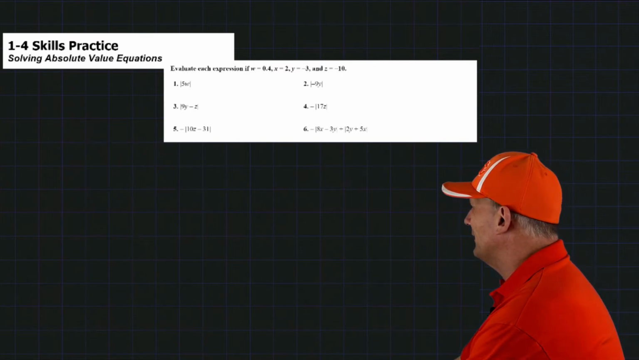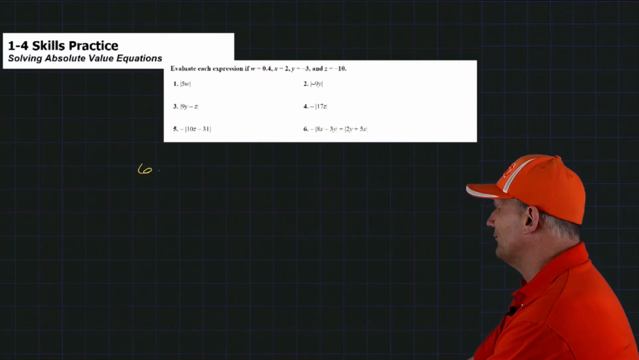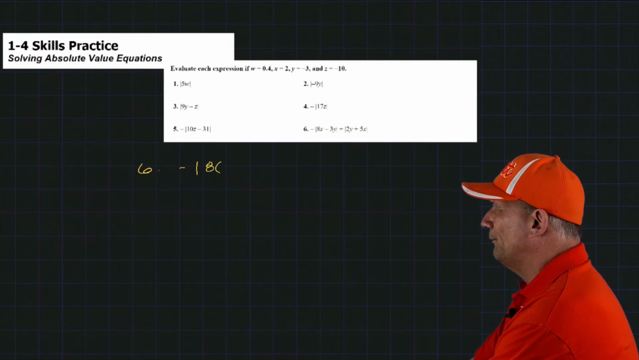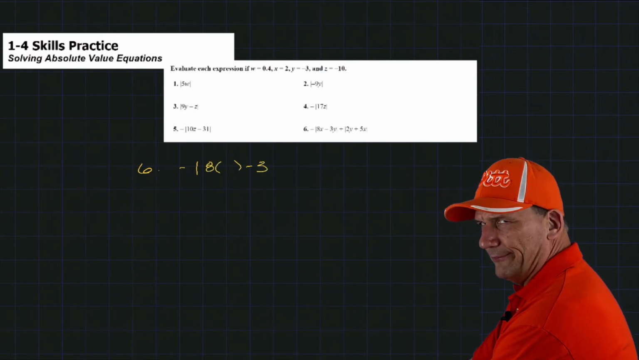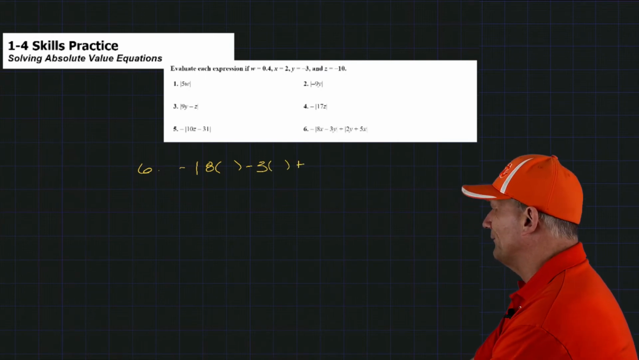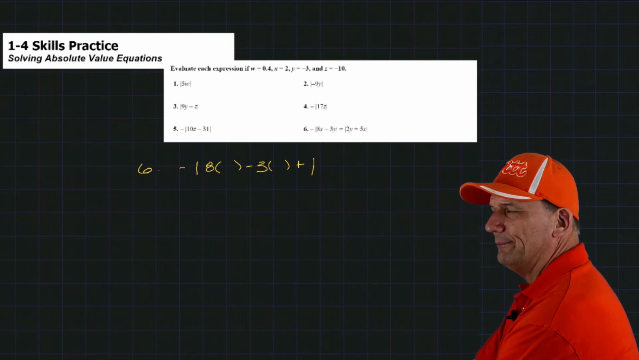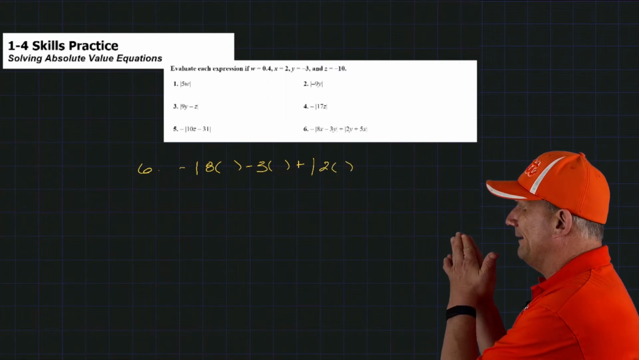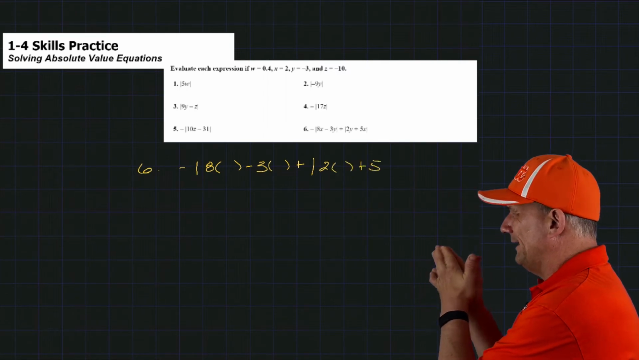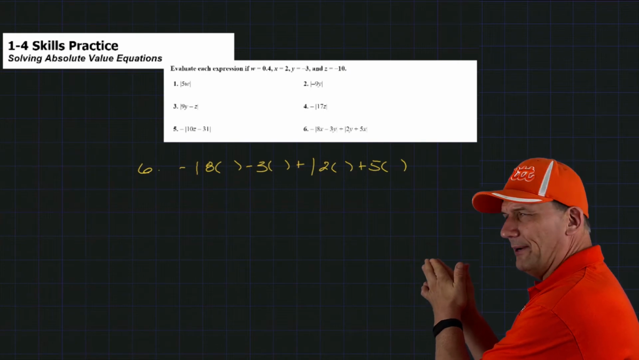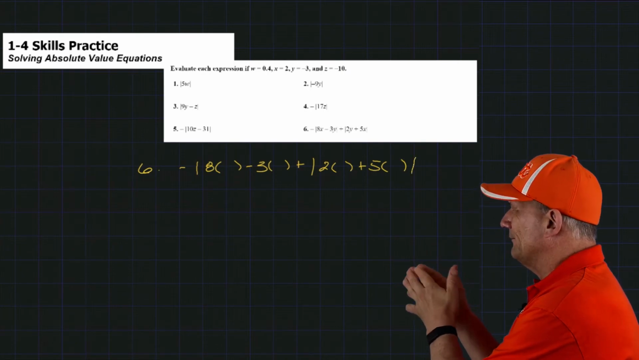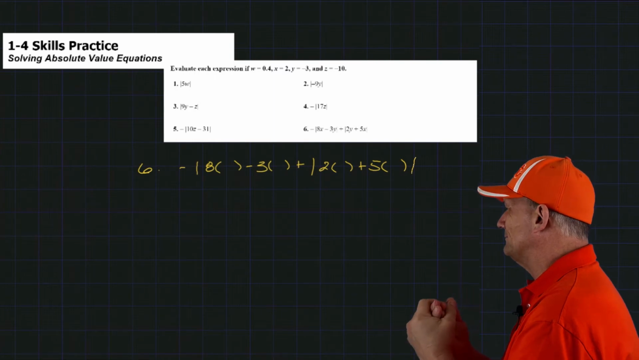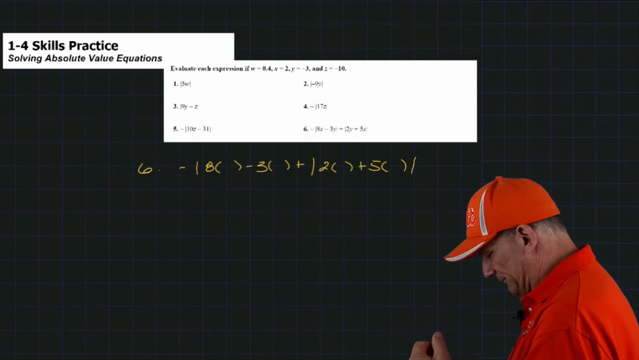Okay, here we go. Number 6. Just like when we did evaluating expressions, we're going to put 8, open parentheses, minus 3, open parentheses, right? Close the brackets, plus, then we have 2y plus 5x, open parentheses. So here's what we're going to do. You can see that no matter what we get on the inside, it's going to be positive. So let's substitute in our values and see where we're at. How about that?